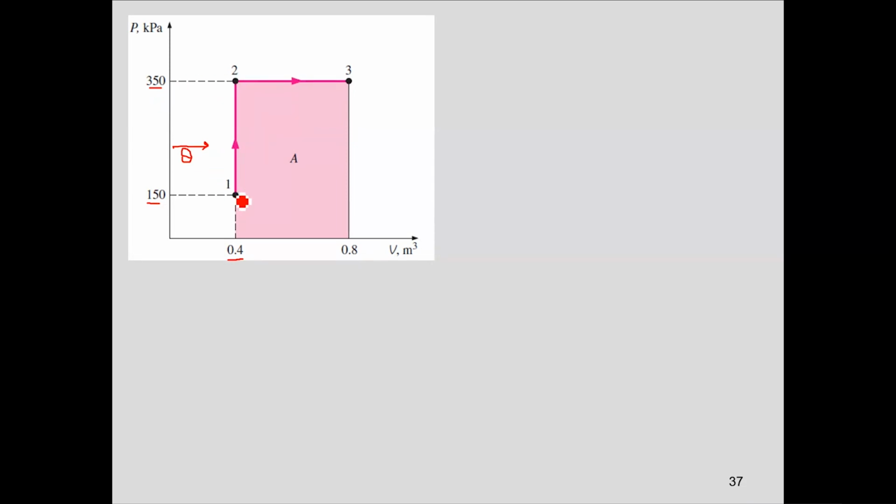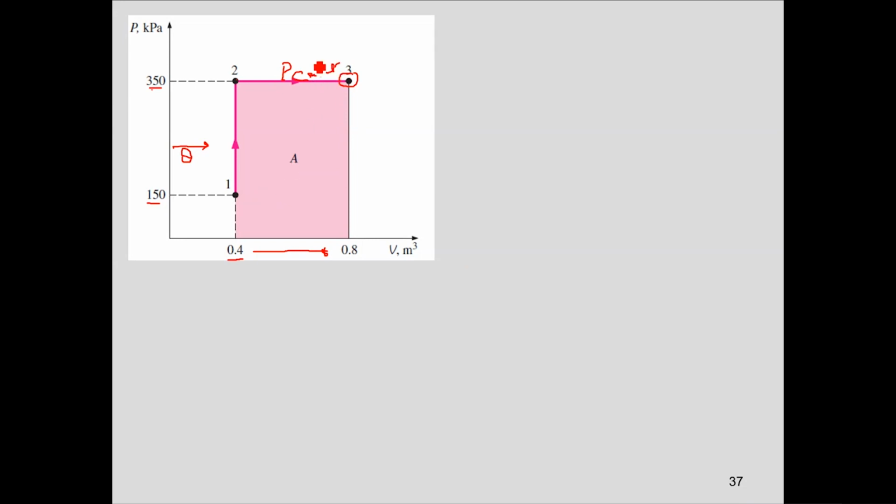Unless and until your pressure gets to 350 kilopascal, the piston would not move. So the first process was the addition of heat, during which the pressure inside increased from state 1 to state 2, at 350 kilopascal. Once the pressure has reached 350 kilopascal, the second thing was the expansion at constant pressure from 2 to 3, at 350 kilopascal, until your volume doubles at state 3, where your volume has changed from 0.4 to 0.8 meter cube, and this has taken place at constant pressure. So this is the process diagram.